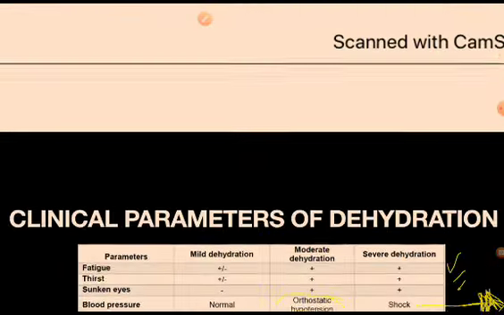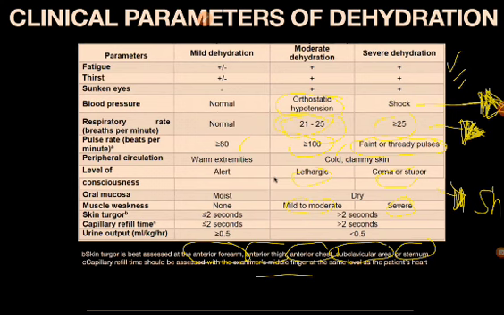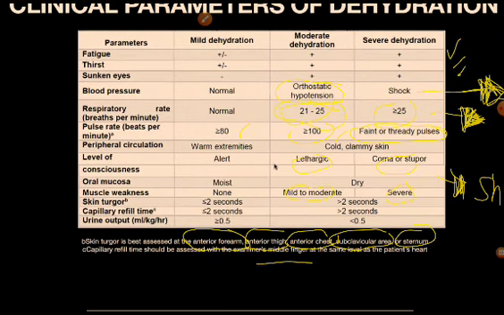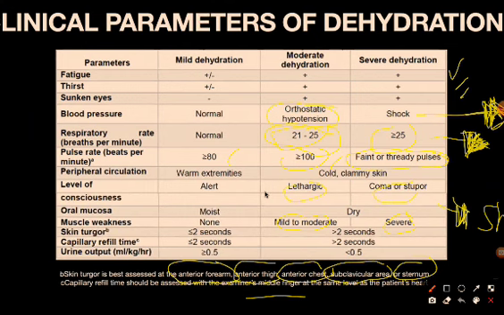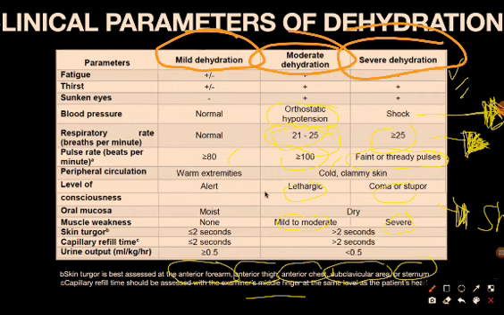How about for adults? Our classification starts with mild dehydration, then moderate dehydration, then severe dehydration. So here we have fatigue, thirst, sunken eyes, blood pressure, respiratory rate, pulse rate, peripheral circulation, level of consciousness, oral mucosa, then muscle weakness, skin turgor, capillary refill time, and the urine output. These are our parameters for dehydration.